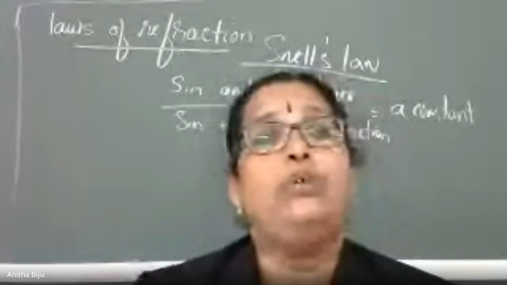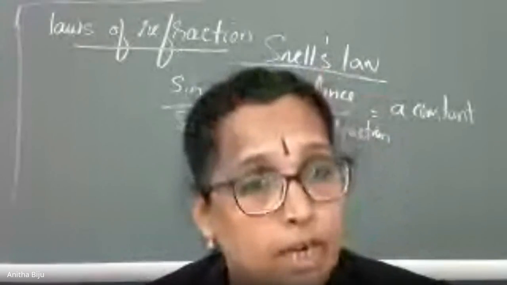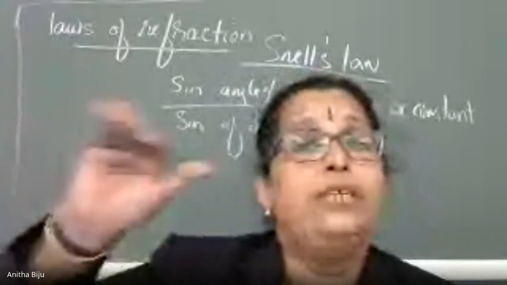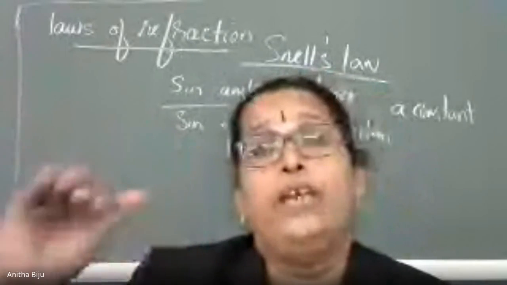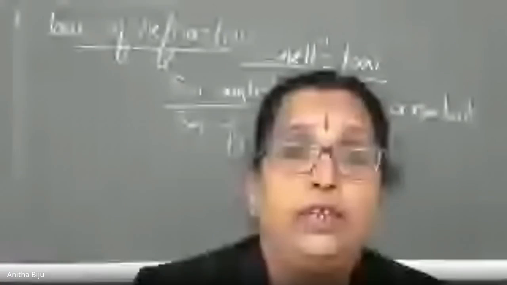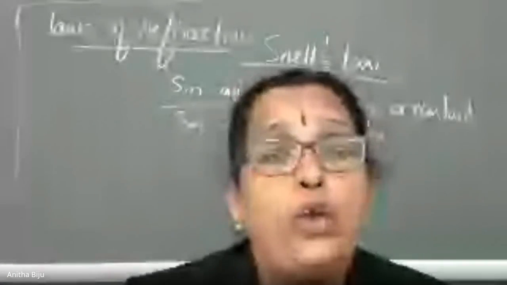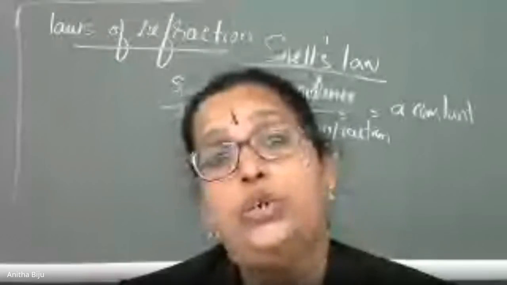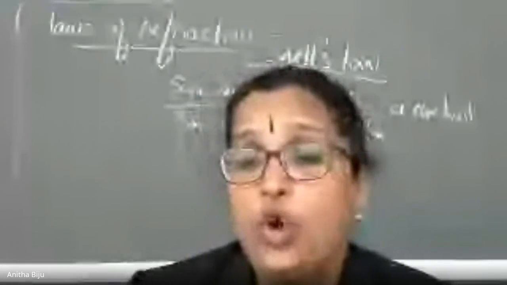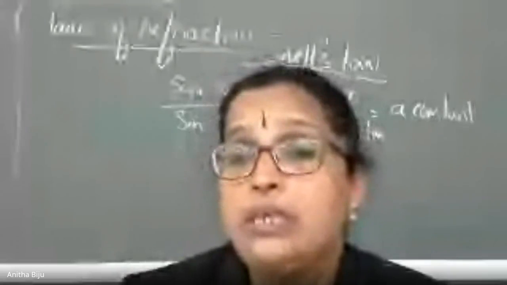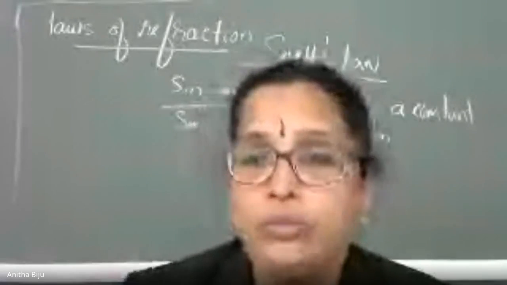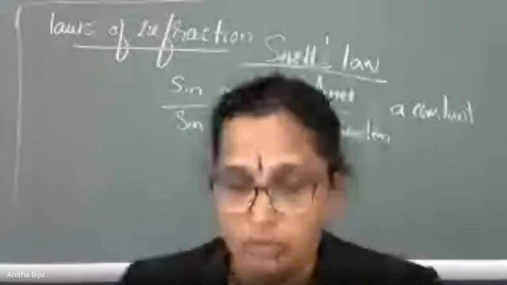So if you want to calculate absolute refractive index, how to calculate it? Speed of light in air or speed of light in vacuum to speed of light in that particular medium. So this value is called the absolute refractive index. But we are not supposed to use any symbol. You simply write it down. I will write the formula on the board. You try to note it down.